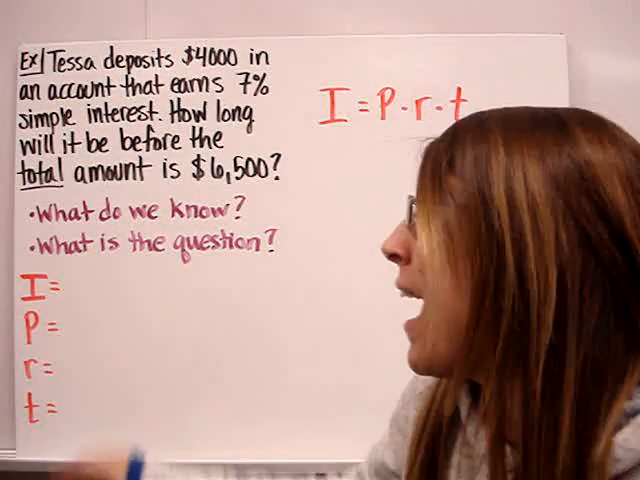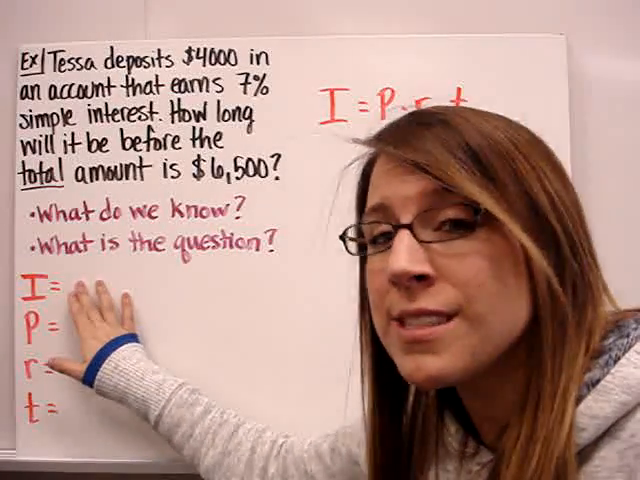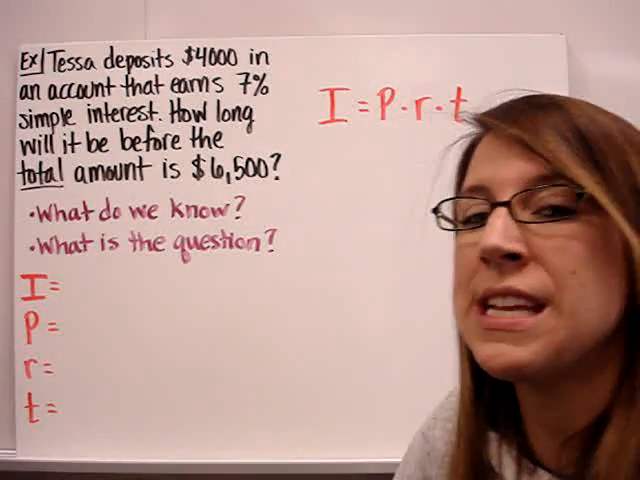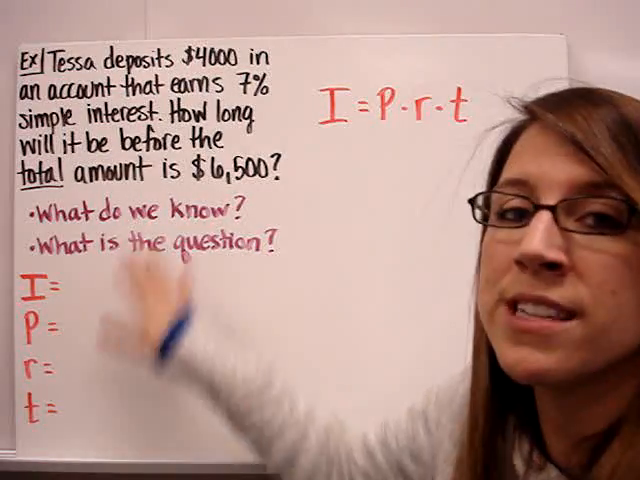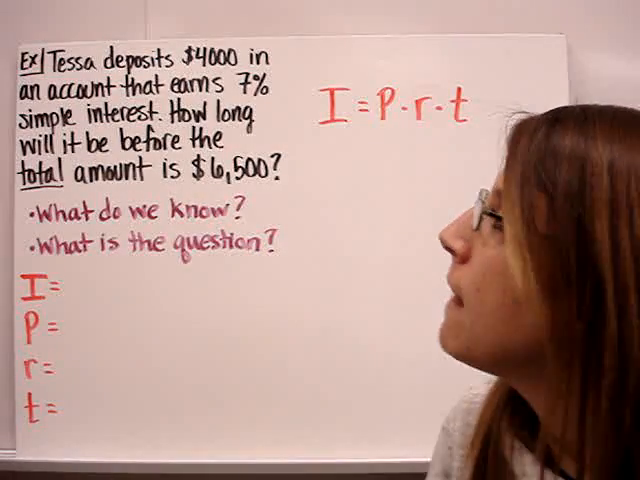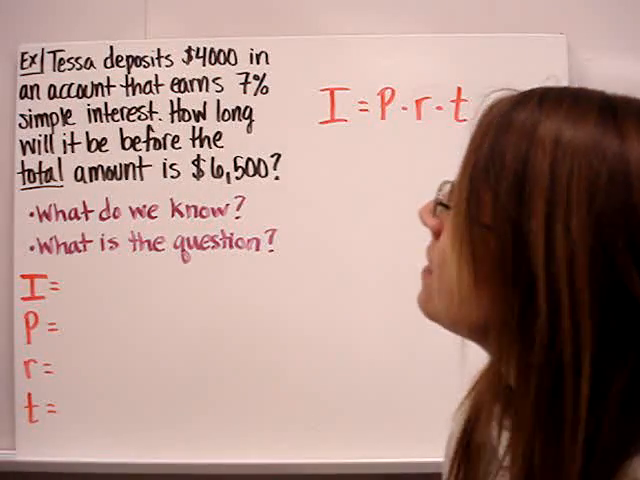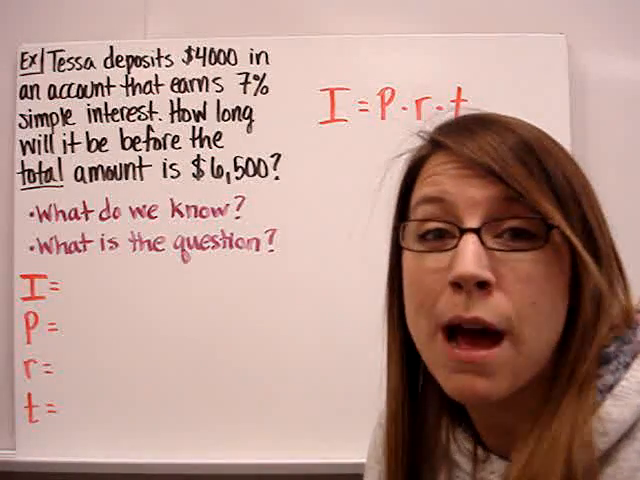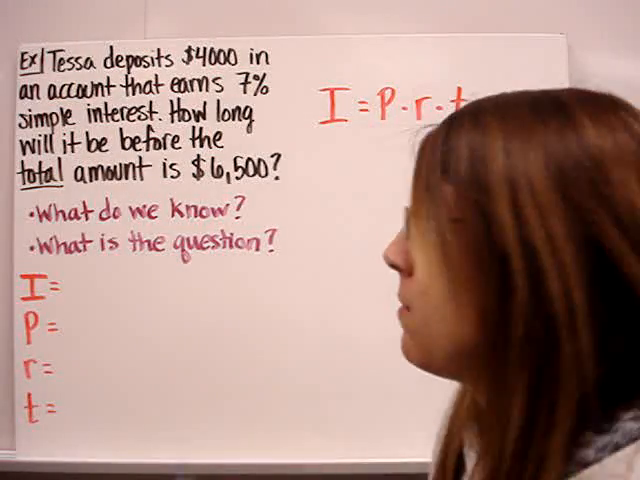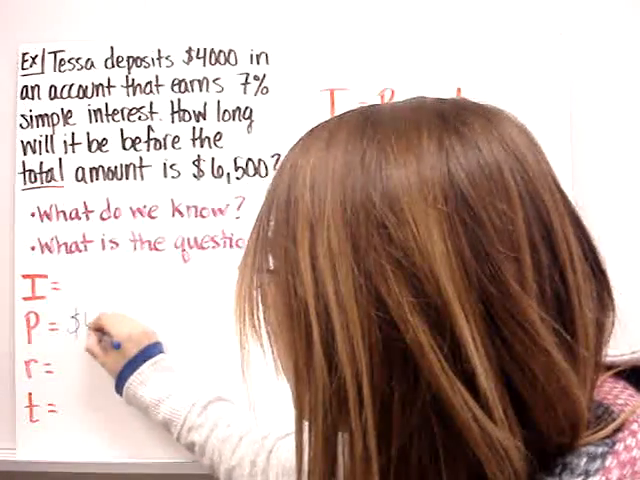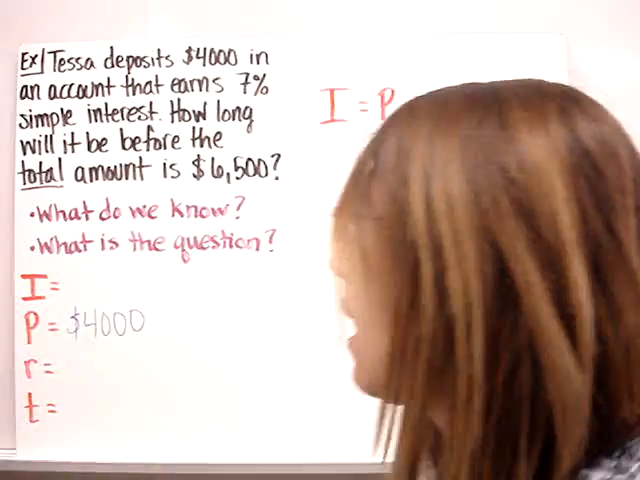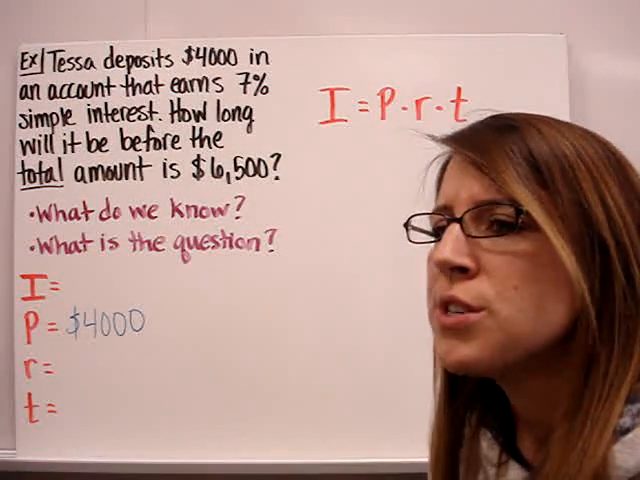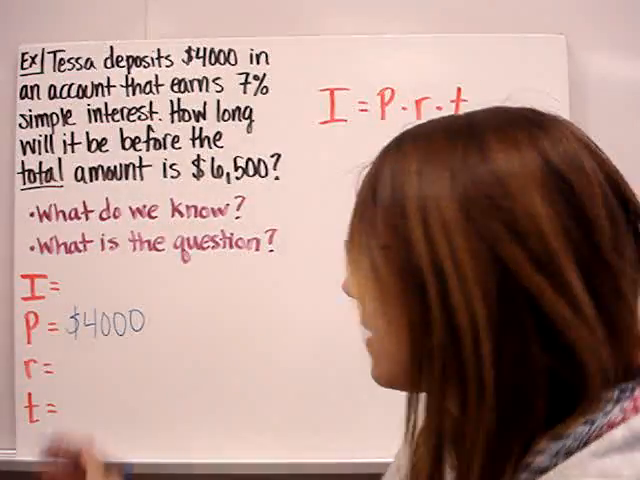So I should be able to find the amount in interest that was earned, the amount of principal, which is the initial amount, and what the interest rate is by reading this scenario. So as I read and I go back, Tessa deposits $4,000. Deposits $4,000. Well, that's the initial amount. So that's the principal. Okay? So we can say that that's $4,000. Now, it earns 7% simple interest. So that is going to be the interest rate.